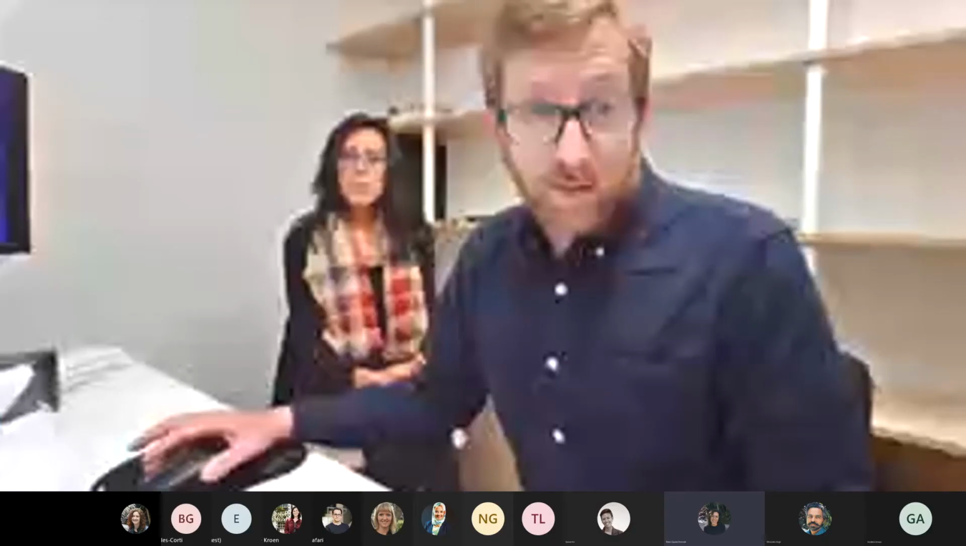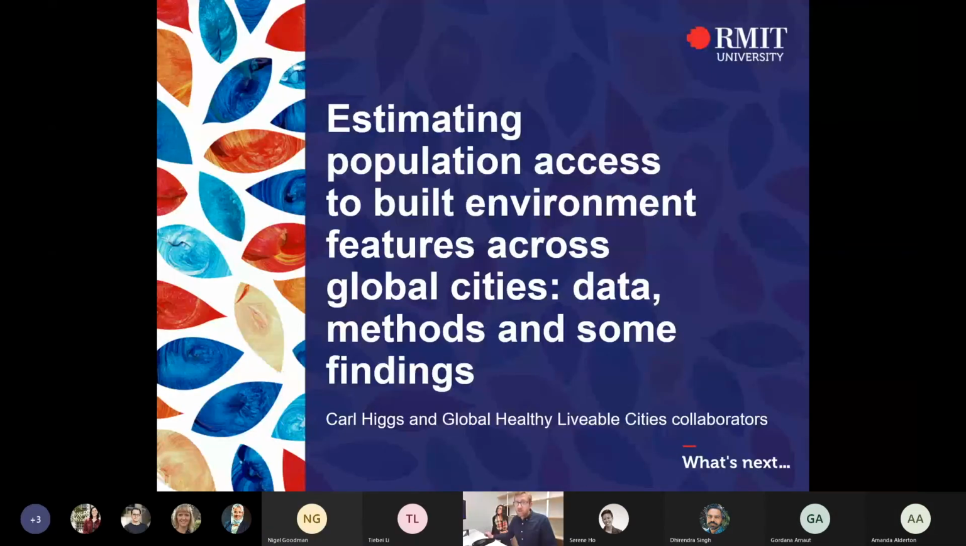So I've titled this presentation, Estimating Population Access to Built Environment Features Across Global Cities: Data, Methods and Some Findings. That was probably ambitious, that I would be able to present all of this. What I'll focus on are some of the key challenges related to data, and discuss some of the datasets we've used to solve these and some of their limitations. And we'll go from there and we'll see how much time we have.